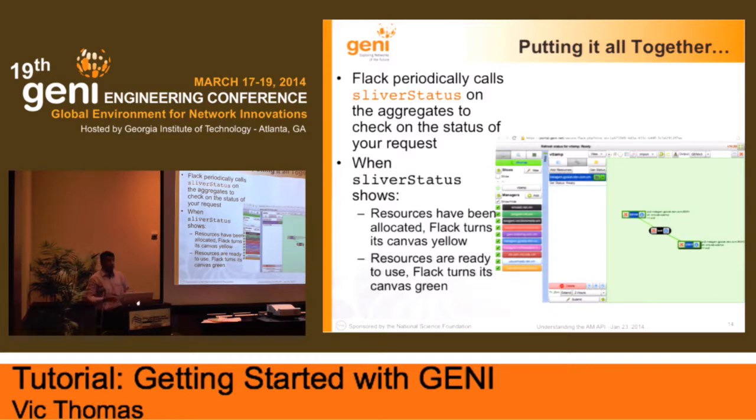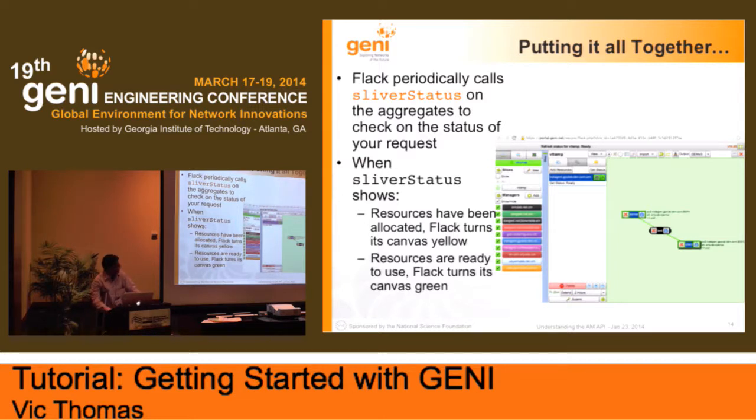Now it takes a while, as you know, to configure a computer and boot it, and FLACK periodically behind the scenes was making a sliver status call. It was checking on the status of your request, asking the aggregate, is it ready yet? Is it ready yet? And the aggregate would say things like, I've done allocating, in which case FLACK would turn its canvas yellow. And when the aggregate finally says they're provisioned, that means they're ready to use, FLACK turns its canvas green. So that's all happening behind the scenes. They're just exchanging XML documents, FLACK and the aggregate.